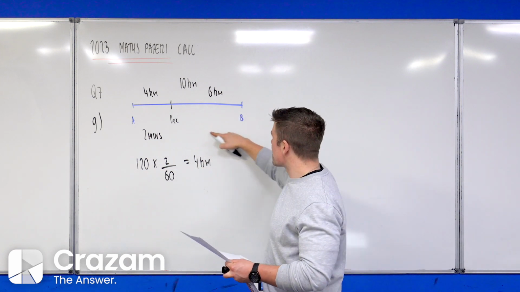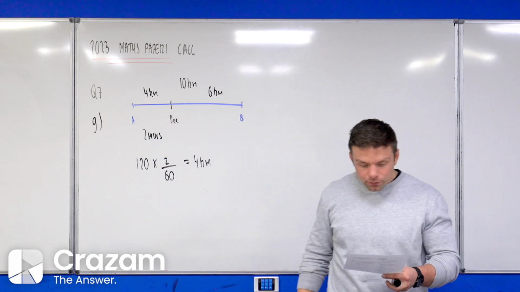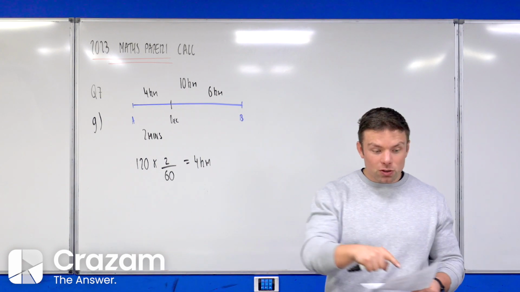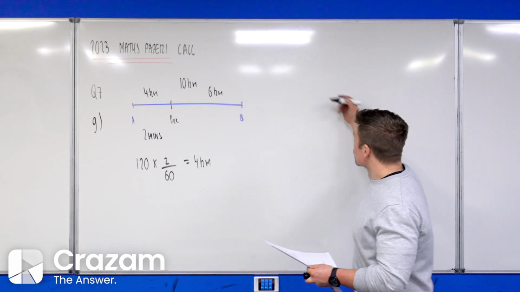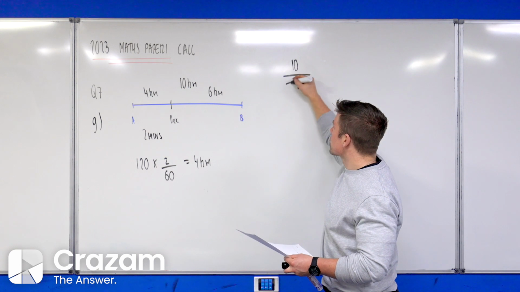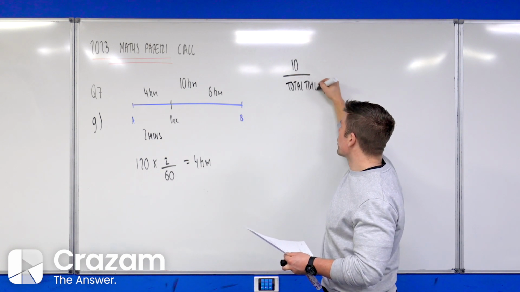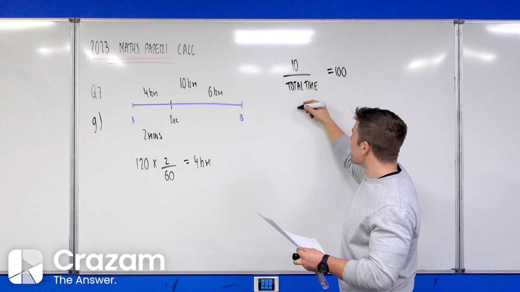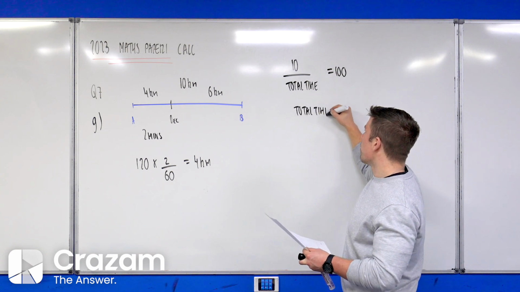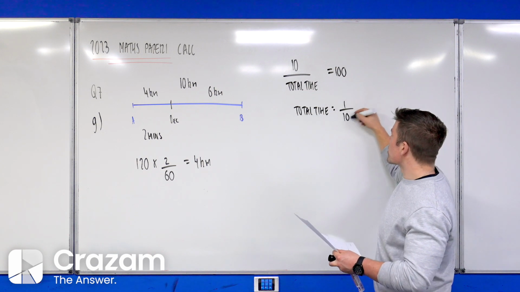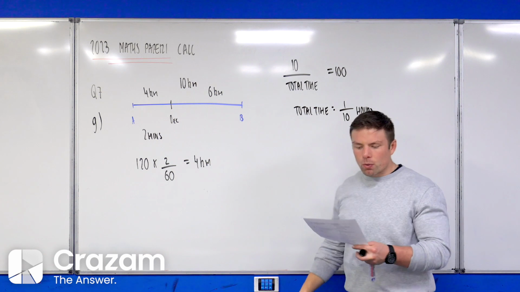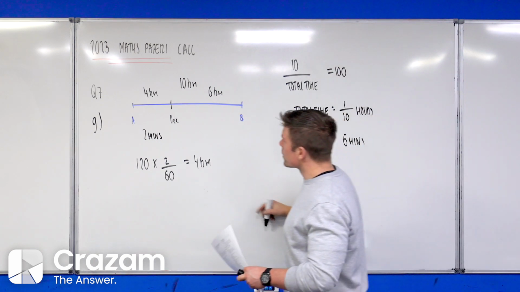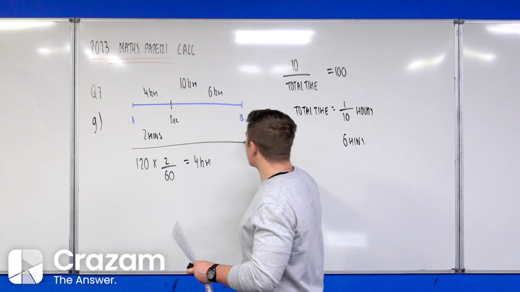So when he started to decelerate, he's now got 6 kilometres remaining. We want overall for his average speed to be 100. That's what it says in the question. So that would be the 10 kilometres over the total time, which we're not 100% sure about yet. We want that to equal 100. If we flip these around, the total time must be 10 over 100, which is 1/10 hours. 1/10 of an hour sounds a bit weird, which is 6 minutes. So what we now know is this entire thing here must be 6 minutes.